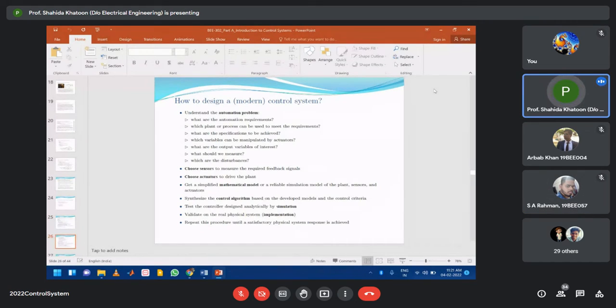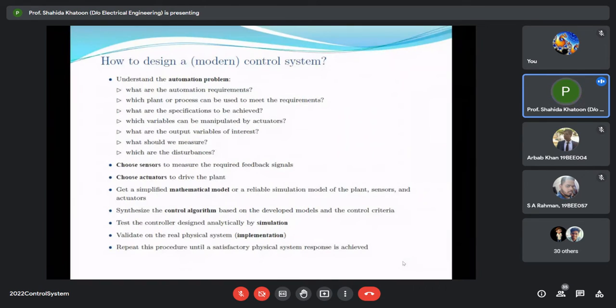So what are the automation requirements? Which plant or process can be used to meet the requirement? What are the specifications to be achieved, etc.? And which variable can be manipulated by the actuator? What are the output variables of interest? What should we measure? Which are the disturbances? Then choose sensors to measure the required feedback signal. Choose actuators to drive the plant.